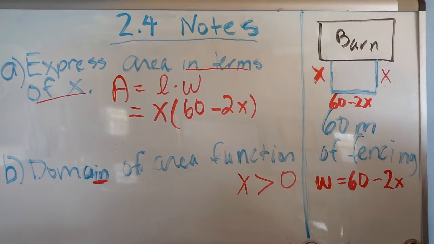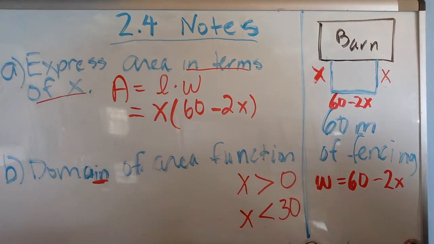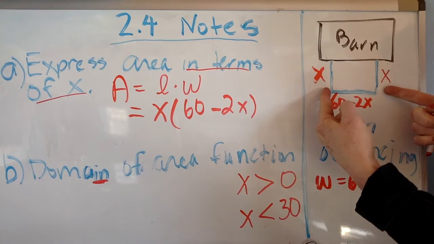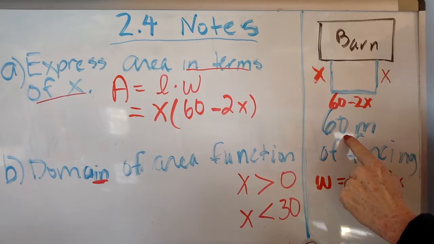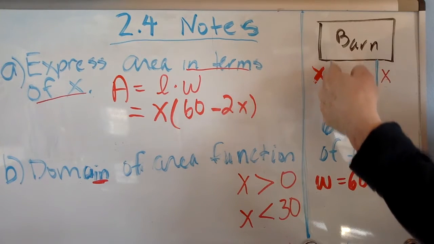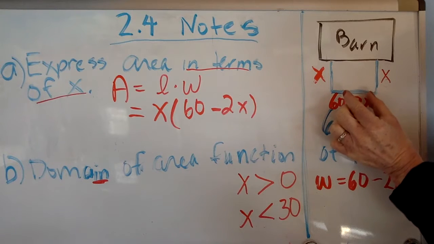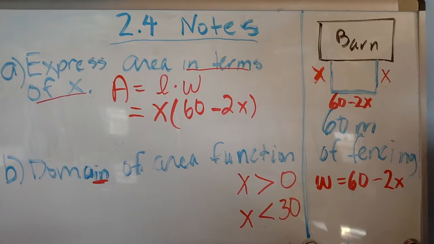I also know that x cannot be more than 30. It must be less than 30. And how do I know that? Well, 2 sides of the pen right here have to add up to less than 60. If I wanted to make this like 29 and 29, that's 58 meters of fencing. That would only leave me 2 meters of the 60 meters of fence to make this side. I don't think that's going to give me a very big area.